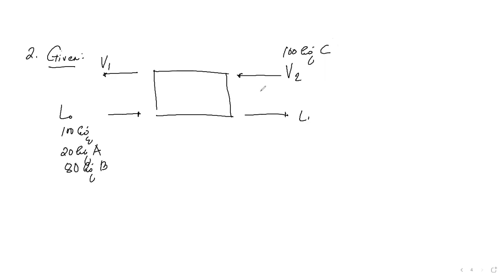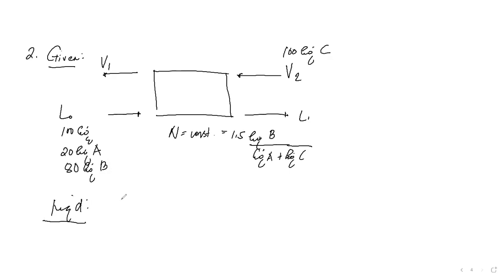Now you have here the value of N, which is a constant at 1.5 kilogram B per kilogram of solution. So when we speak of solution, that's kilogram A plus kilogram C. So the solution that we're referring to is only the mass of A and that of C. Now that's it. So this is the only given in the problem. We are required to find the V1 and the L1, so the amount of the underflow slurry and the overflow V1.